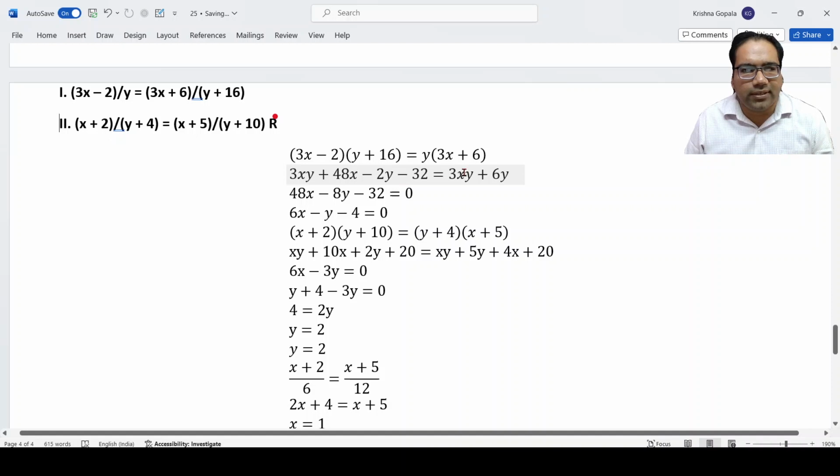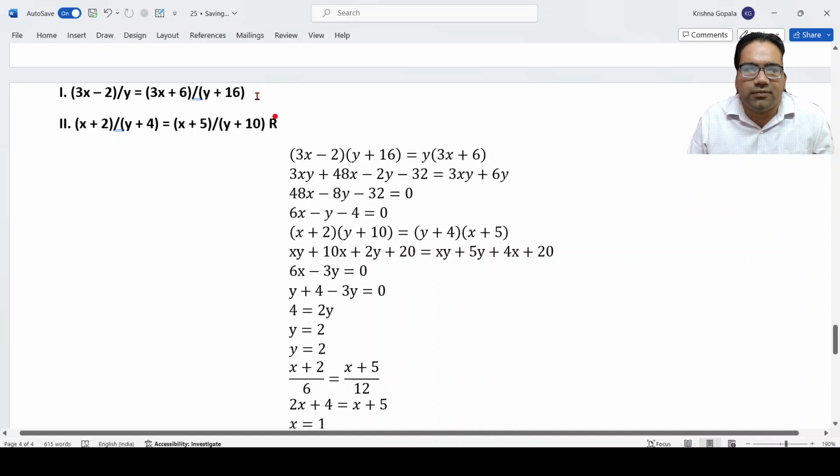Now this 3xy and this 3xy will get cancelled. What is remaining? 48x minus 2y minus 6y, minus 8y, minus 32. Nothing on the other side, equal to 0. Let's further simplify. We'll remove 8 from all of these three because 8 is a common factor for 48, 8 and 32. Simplifying this, 6x minus y minus 4 is equal to 0.